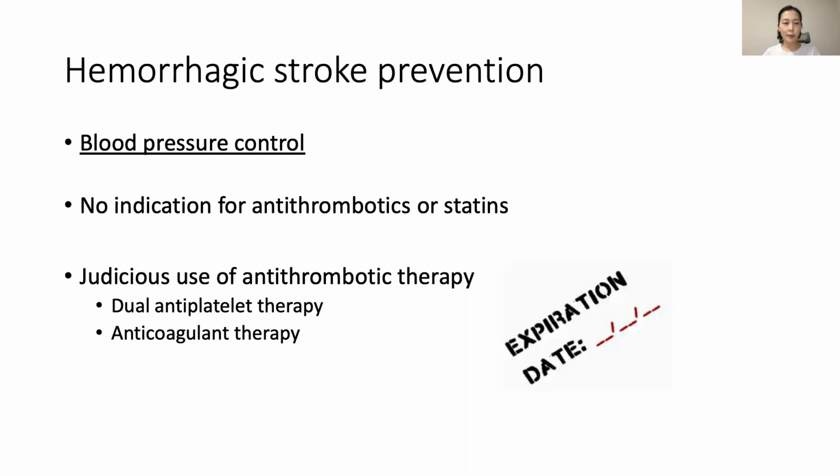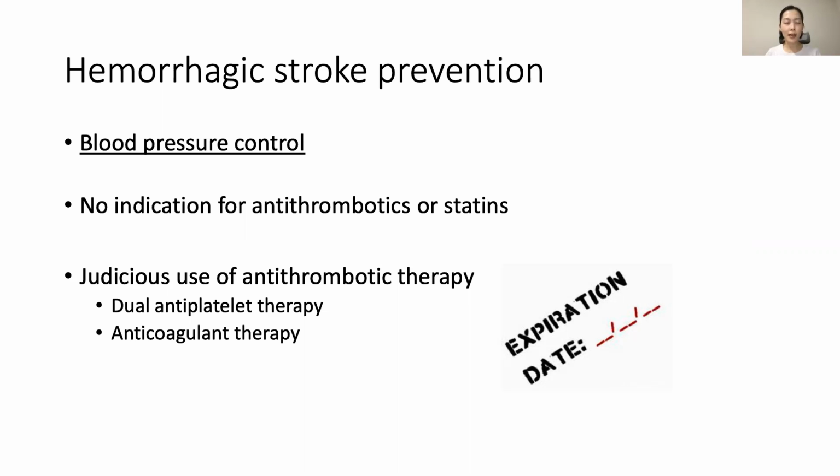Okay, and now secondary prevention. I'll start with hemorrhagic stroke again, because it's a little bit more straightforward than ischemic stroke prevention. And that is number 1, number 2, and number 3 is blood pressure control. Can't stress it enough. They need to have good blood pressure control. In a hemorrhagic stroke, there is no indication for starting an antithrombotic or statin.